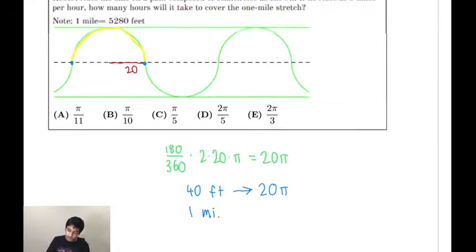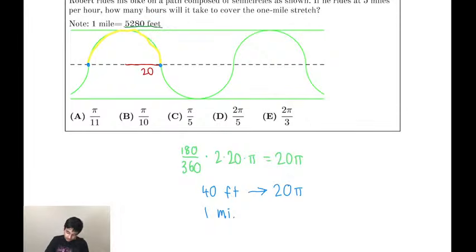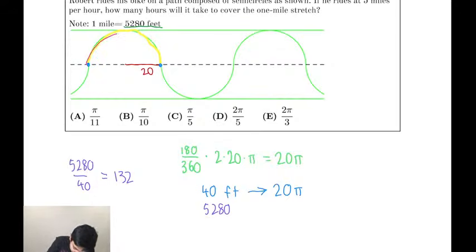Well, they give us in the problem that 1 mile is 5,280 feet. So, in order to travel 5,280 feet, he must be traveling in 5,280 divided by 40 equal to 132 of these semicircular loops. So he's traveling in 132 of these loops. And if he's traveling in 132 of these loops, what is the total distance he must be traveling? Well, if you have 132 loops, and each loop takes 20 pi to travel, this is equal to 2640 pi feet.